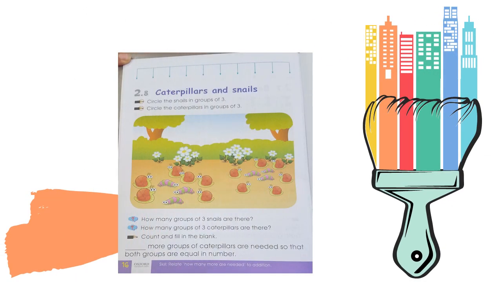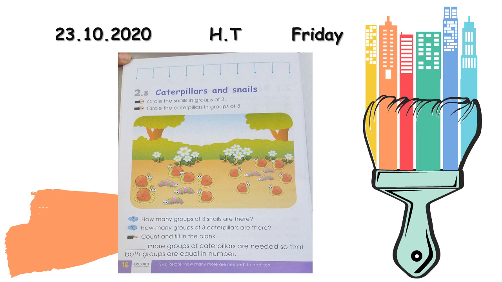Page number 16. Everyone, just turn your page. You have to write the same date, top of the page, 23.10.2020, space, h.t, again space, and the day is Friday. You are going to write it at the top of the page, then come down.